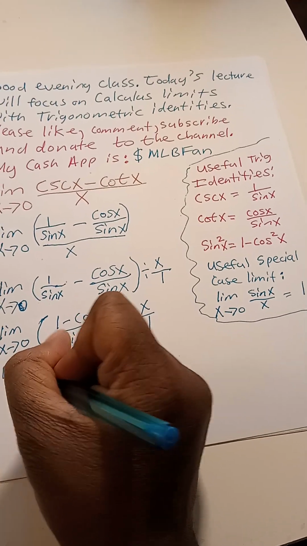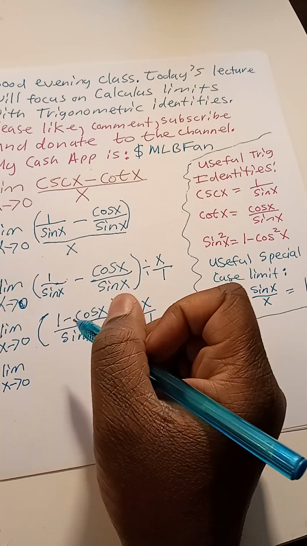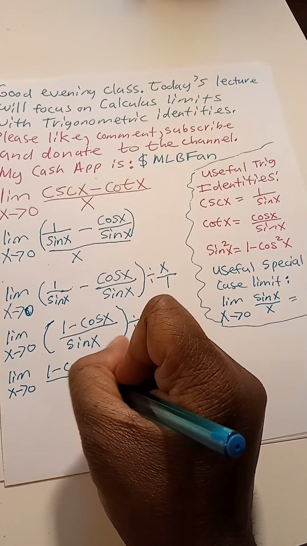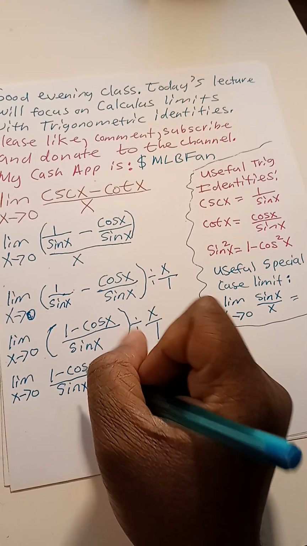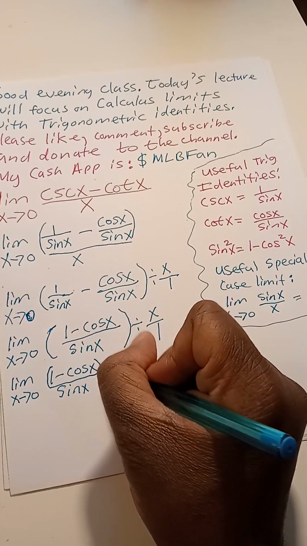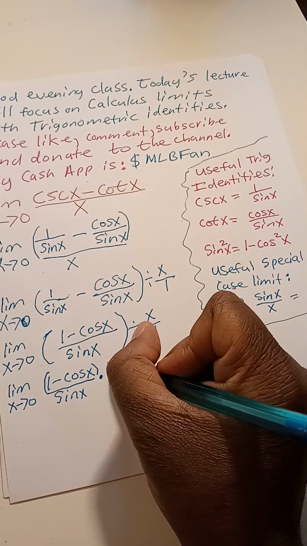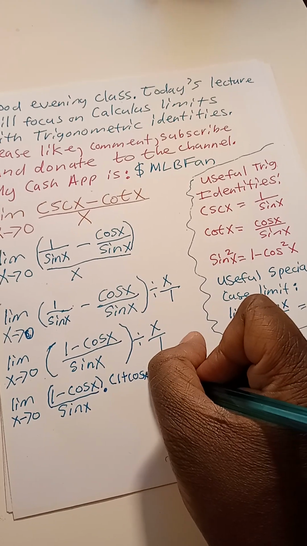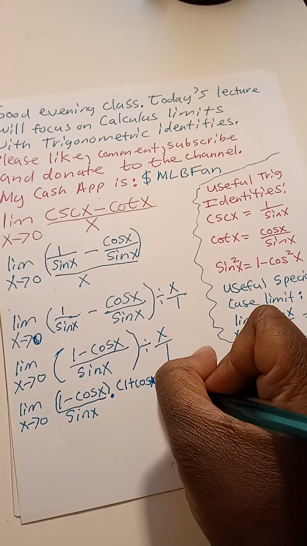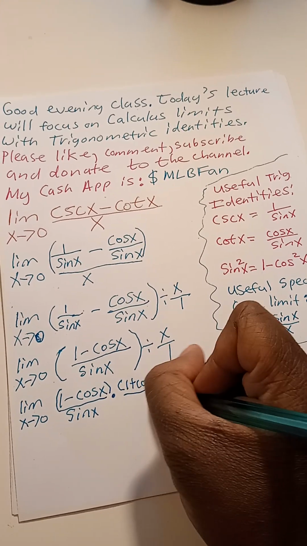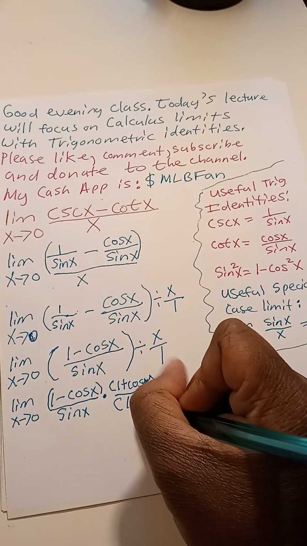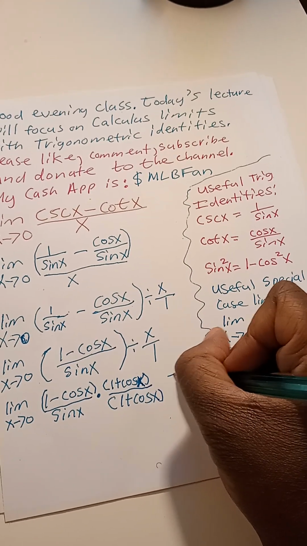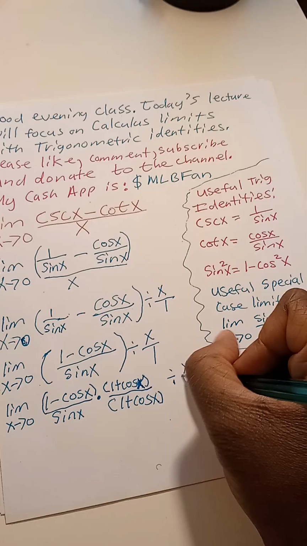So the limit as x goes to 0 of 1 minus cosine x divided by sine x, and we can rationalize the numerator by multiplying by 1 plus cosine of x to the numerator and denominator. So we're filling this in here, and then divided by x divided by 1.